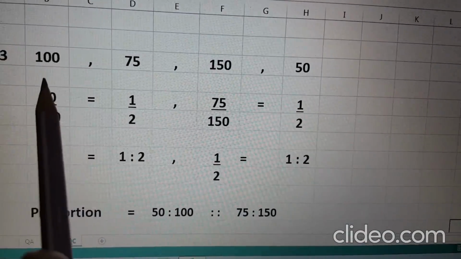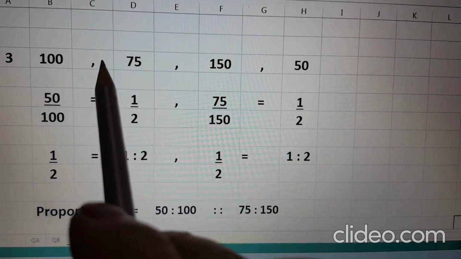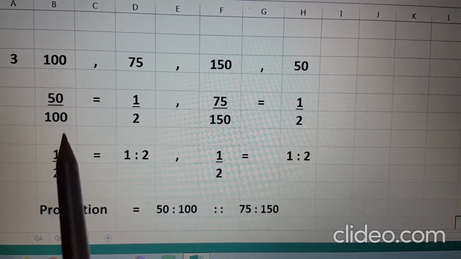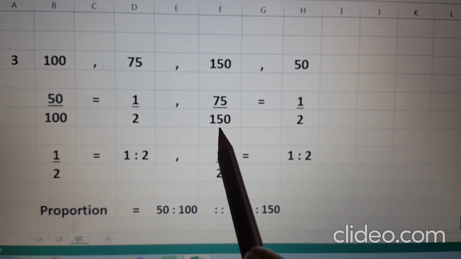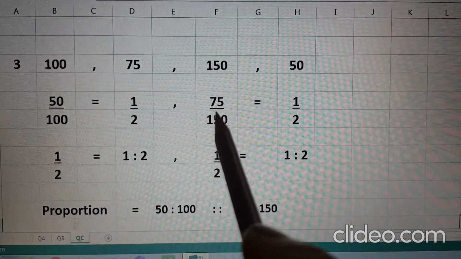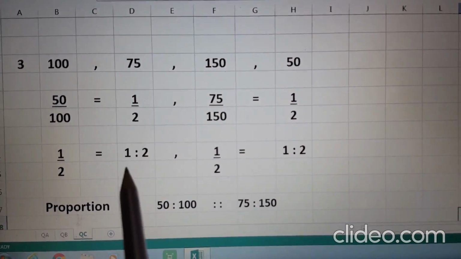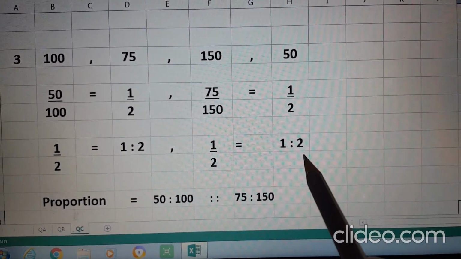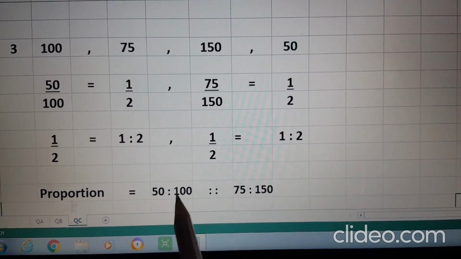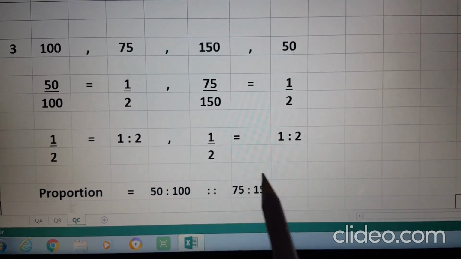Now in third part, the numbers given are 100, 75, 150 and 50. Now we have to arrange these numbers to form proportion. So we write 50 upon 100 and 75 upon 150. When we reduce 50 and 100, we get 1 upon 2. And we reduce 75 upon 150, we get 1 upon 2. So we can write 1 upon 2 as 1 is to 2. Now both ratios are same, so we can say that 50 is to 100 and 75 is to 150 are in proportion.